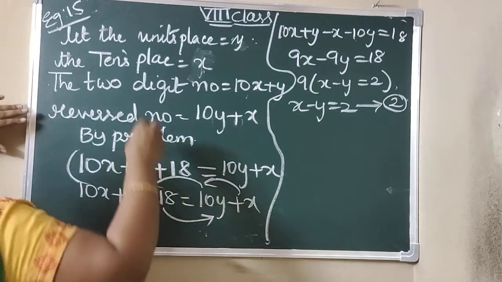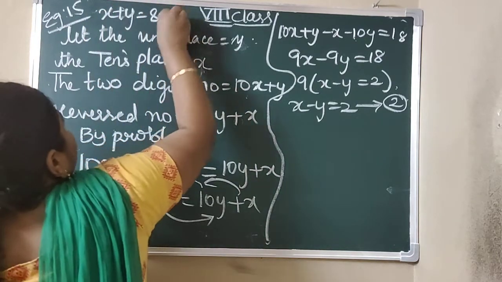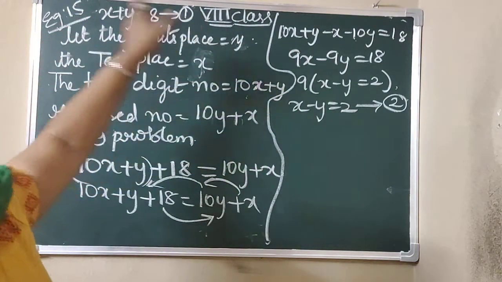So that is equation number 1. So here x plus y will be equal to 8. So that is equation number 1. So now we have to solve equations 1 and 2.